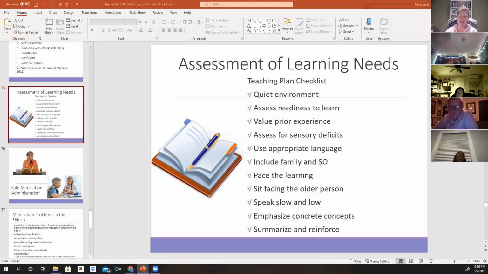And then at the end, make sure that you summarize and reinforce. So I would say, Mr. Jones, we talked about a lot of stuff today. Tell me what is the most important thing that I want you to do when you go home before you administer your insulin. "All right, I'm going to make sure I check my blood sugar." So get that feedback from them. Make sure that they can say back to you what those key points are.